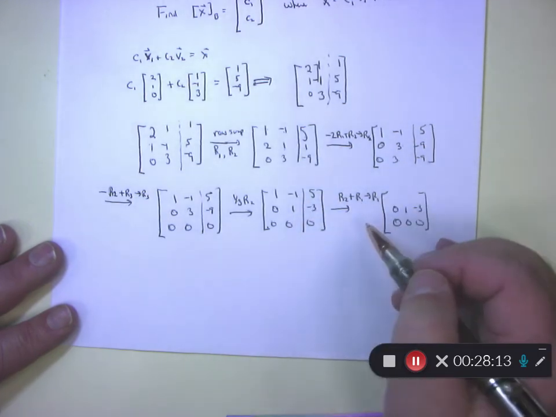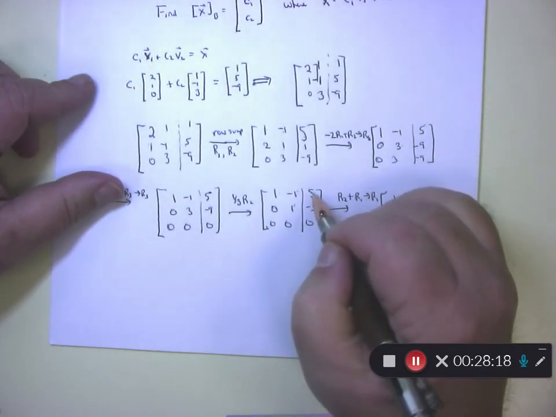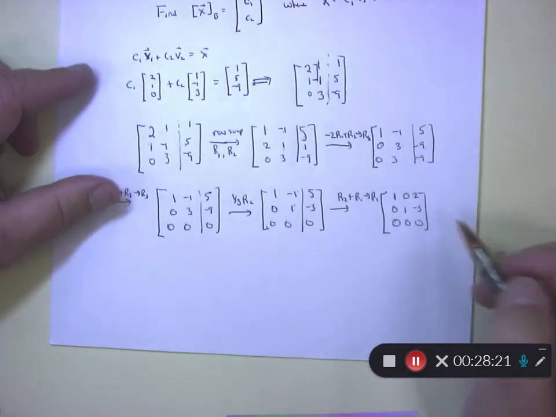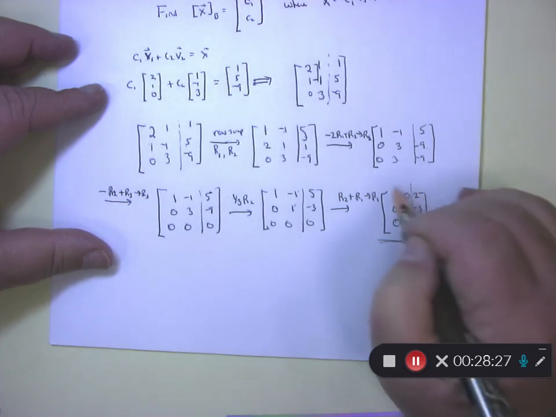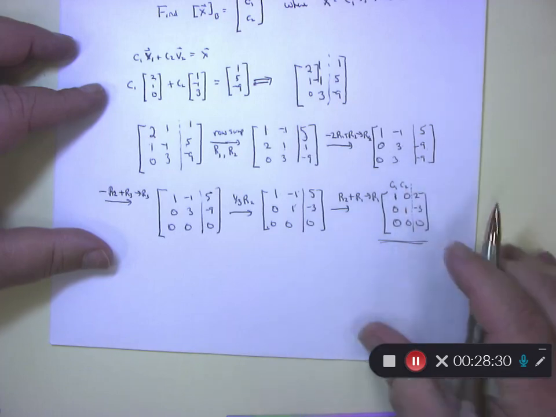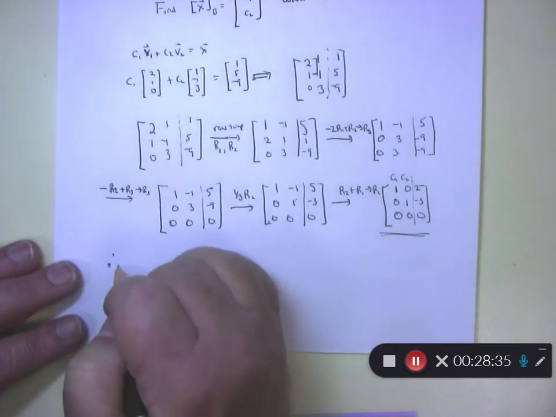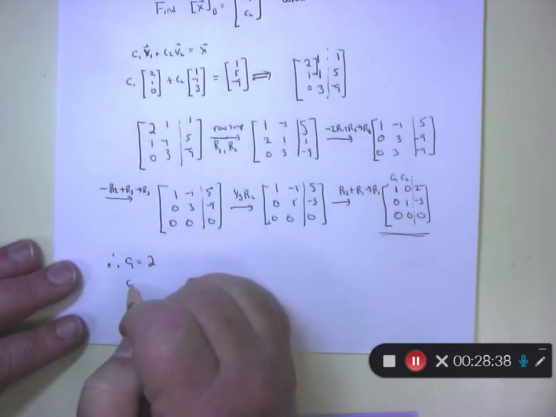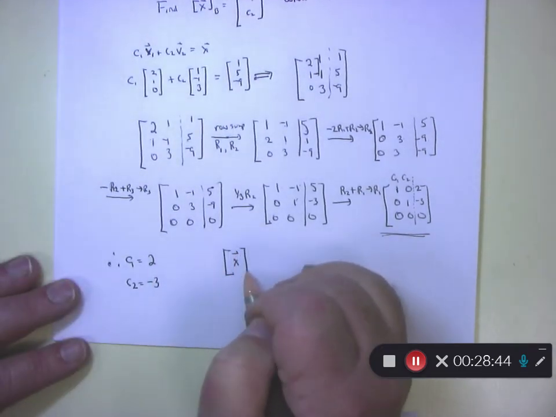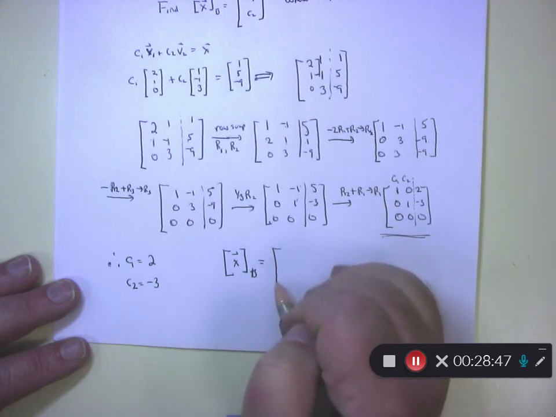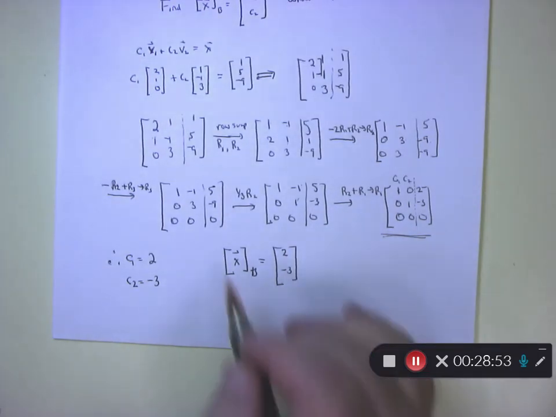And sweeping up, here we go. Just adding 0 plus 1 is 1. 1 plus -1 is 0. -3 plus 5 is 2. What is this going to tell me? Remember, this does represent an augmented matrix. My coefficient vectors are these columns, C1 and C2. So what does this tell me? C1 is equal to 2, and C2 is equal to -3, which means the X vector relative to this basis is equal to (2, -3). Does that make sense?